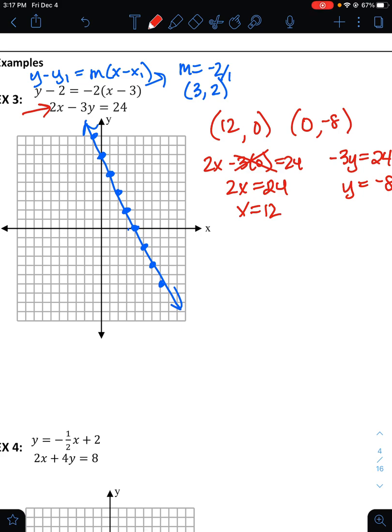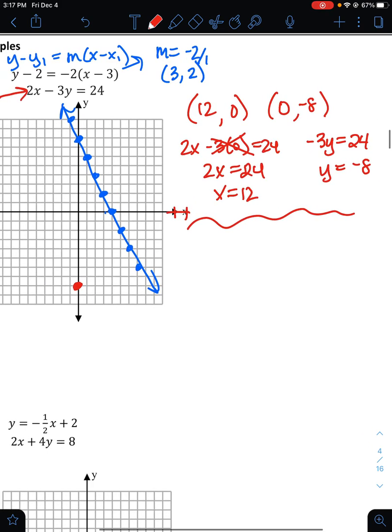So here's what I'm going to do. I know it's at -8. But 12 is over here somewhere, but I don't want to risk not drawing a straight line. So here's what I'm going to do. I'm going to rearrange this in slope-intercept form so I can count out my rise over run. So sometimes the intercept method isn't perfect. Sometimes it is pretty beneficial.